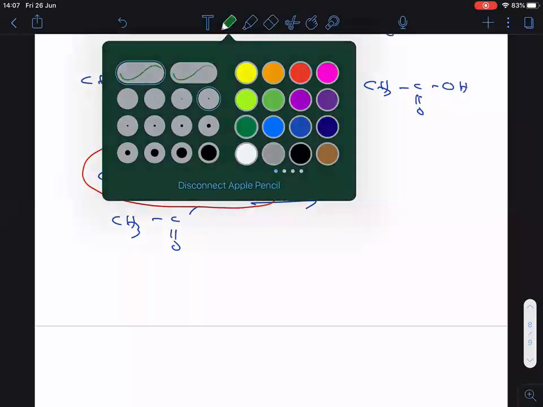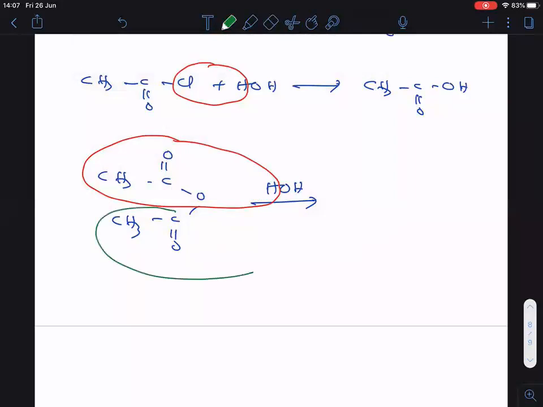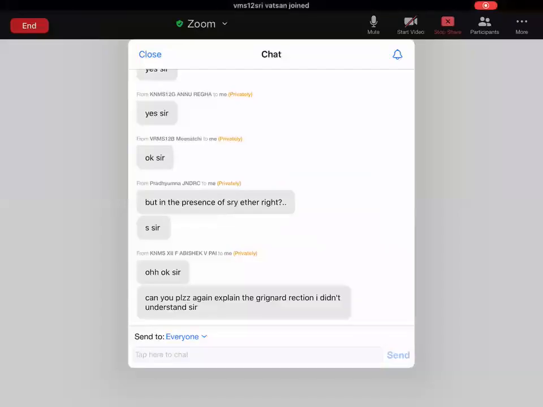Clear? Now let me take one more color here. Now you see, this is also acetic acid only, na? Therefore, what is the product formed here? 2 moles of acetic acid. Clear? 2 moles of acetic acid. Okay. Followed everyone?